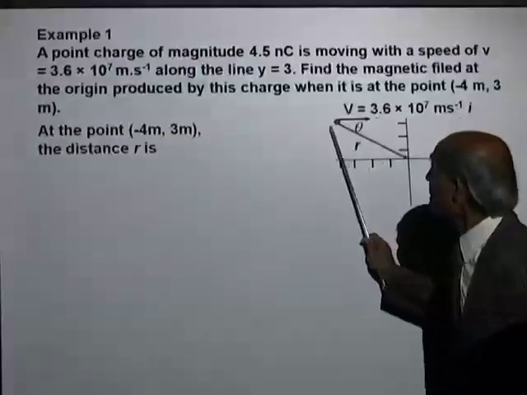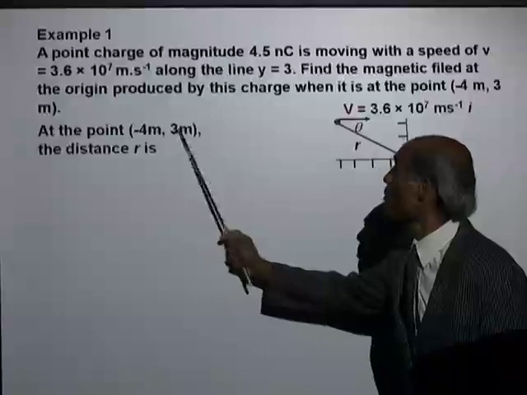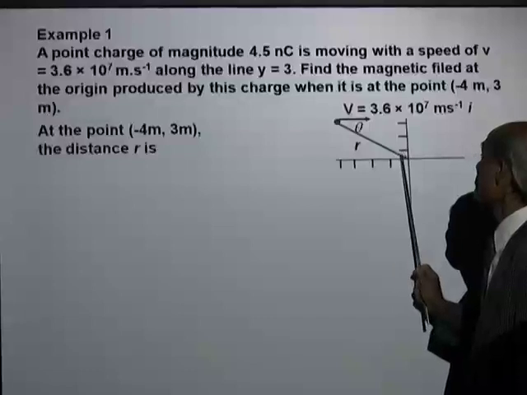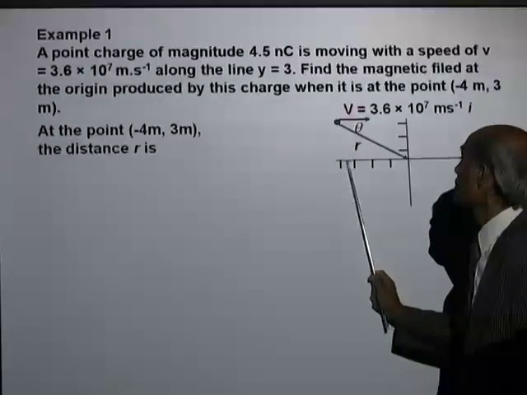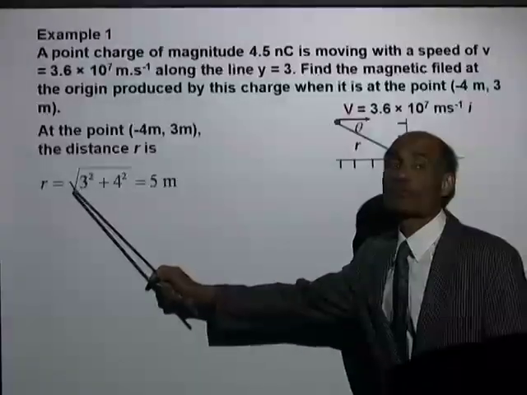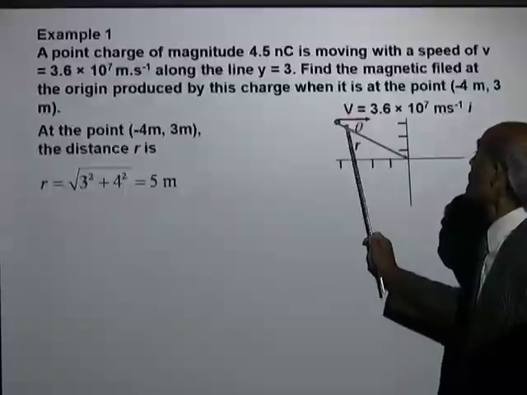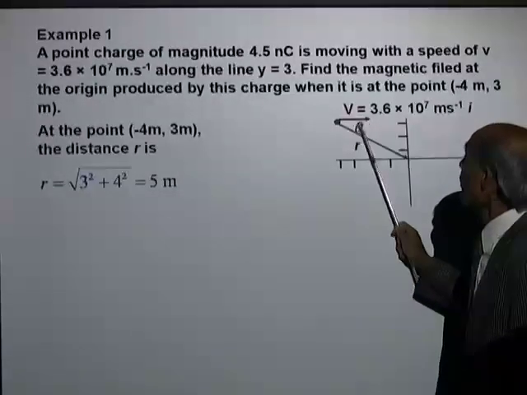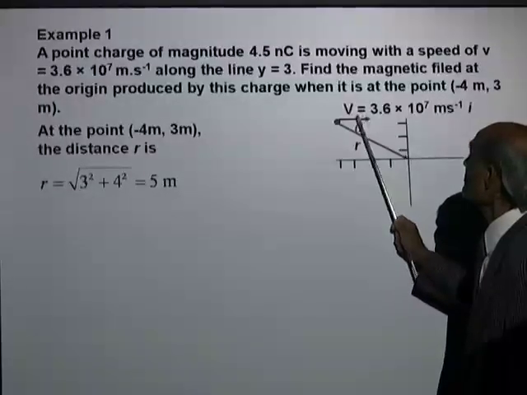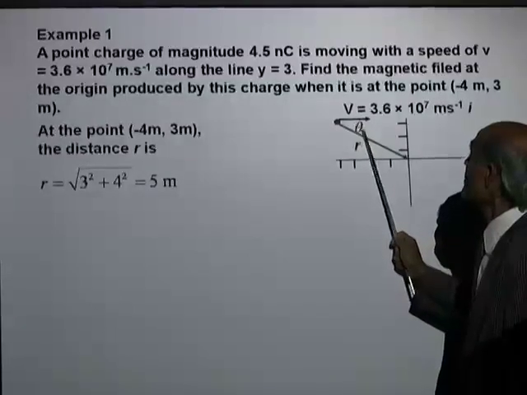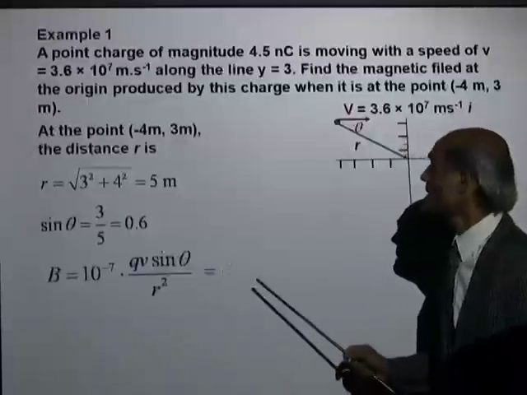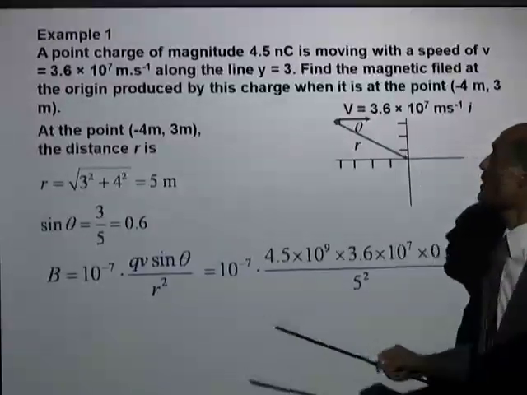First of all, at the instant when the charge is at this point, we need to obtain the vector r. What is the length of this vector r, where x equal to -4 and y equal to 3? The length of that vector r will be 5 meters. And if you know the length of that vector, now what is the angle theta between the vector r and the velocity v? How do you find that angle? Sine theta will be equal to 3/5, and therefore theta will be sine inverse of 0.6.